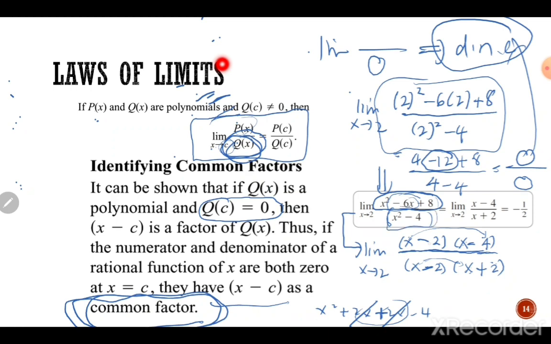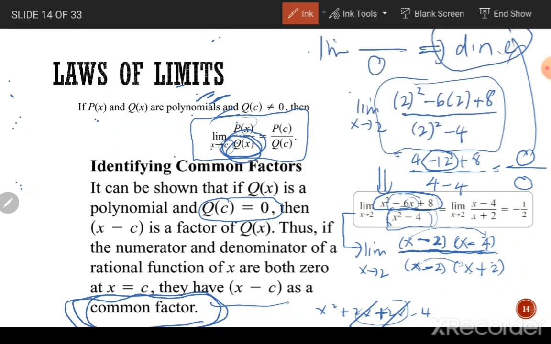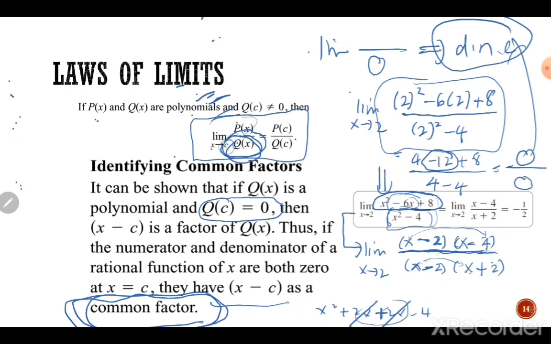Okay, so daripada sini kita ada, nampak tak? (x tolak 2) darab dengan (x tolak 4) bahagi dengan (x tolak 2) darab dengan (x tambah 2). Okay kelas, so daripada sini nampak tak, there is a common factor between numerator and denominator. Apa dia? x tolak 2. So boleh cancel. Kita boleh cancel yang ni. So ada lagi tak isu? Bila you cancel ni, what we left with is x minus 4 over x plus 2.